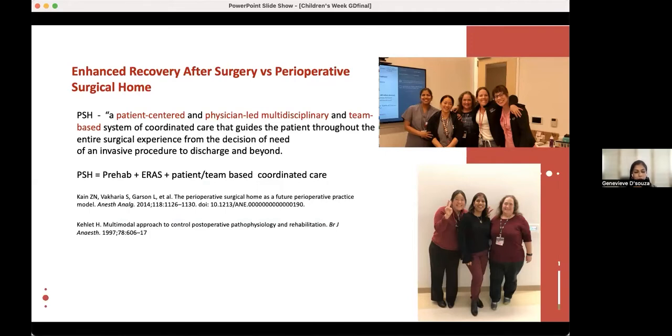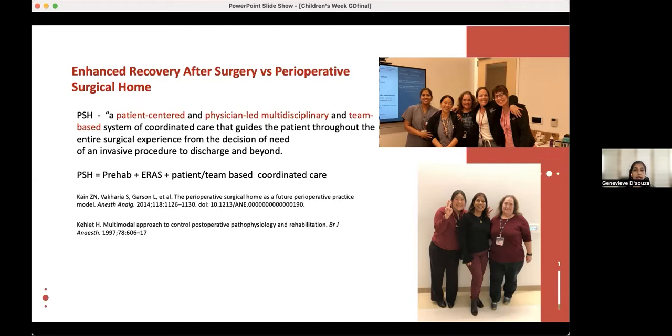So recently, in the past 3 years or so, we've gone into the perioperative surgical home, which is a patient-centered and physician-led multidisciplinary team-based approach of coordinated care. It's an individual patient-based approach that guides the patient's care right from before admission and leads decision-making up to patient's discharge and beyond. So it involves prehab, where it starts right when the case is booked, where the surgeon looks at the patient, decides what else needs to be done to make sure this patient has the best experience ever.